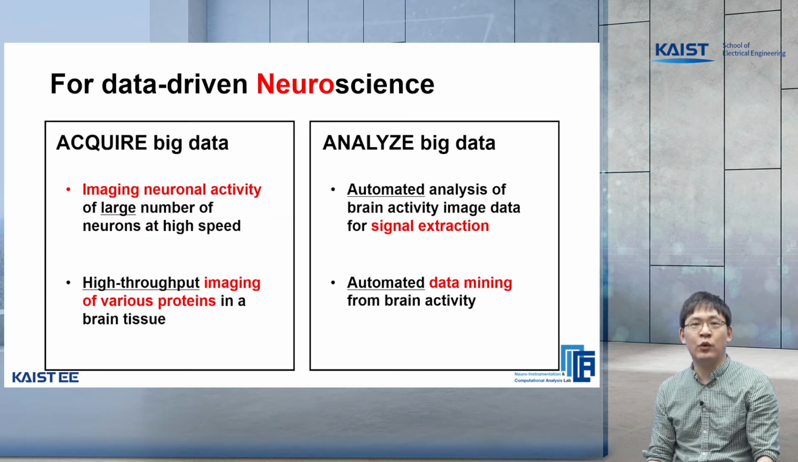And that is exactly what our group is working on. On the acquiring the big data side, we are developing technologies to image brain activity of large number of neurons. And we are also working on technologies to simultaneously image various proteins in a brain tissue. On the analyzing side, we develop algorithms to automatically process the brain activity image data to extract the signal from each neuron. And then we apply data mining to it to find the underlying patterns in brain activity.